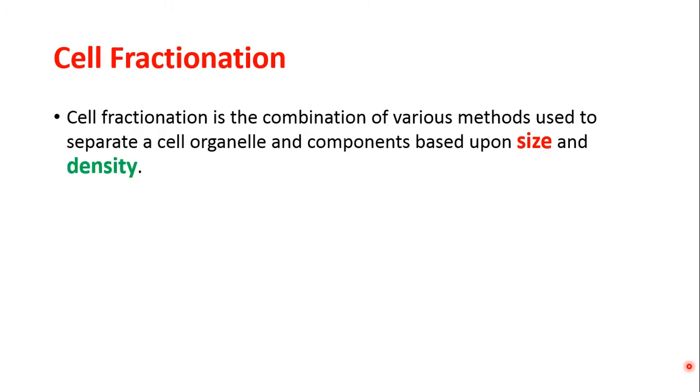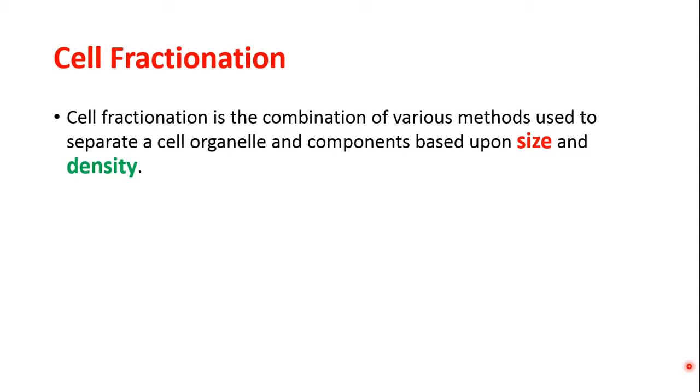It's a combination of various methods. It's not only one method in this cell fractionation, it's a combination of different methods used to separate a cell organelle and component based on size and density. What's the base of this cell fractionation? This cell fractionation is based on size and density of all the cell contents, including organelles or other components present in the cell. So these organelles and components will separate according to their size and density.